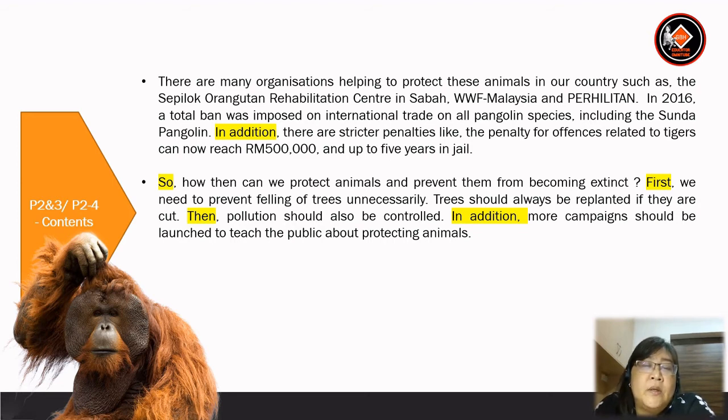So, how then can we protect animals and prevent them from becoming extinct? First, we need to prevent felling of trees unnecessarily. Trees should always be replanted if they are cut. Then, pollution should also be controlled. In addition, more campaigns should be launched to teach the public about protecting animals.